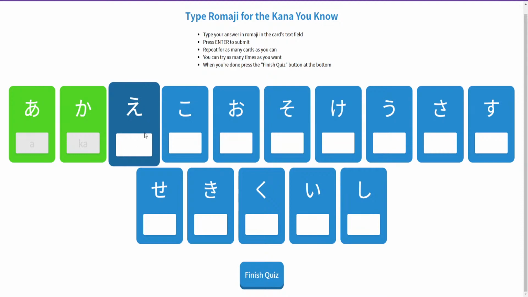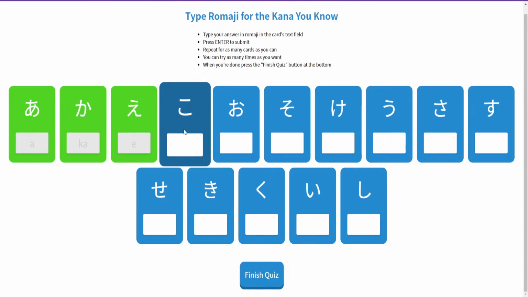Alright. Next is a fancy exotic bird who's come to say hello. Exotic bird. What is this kana? Good job.